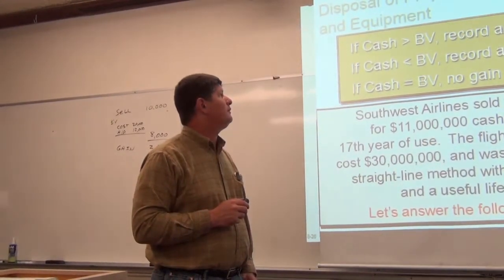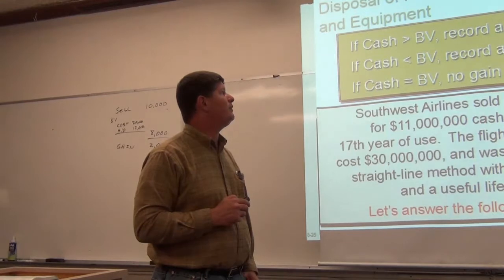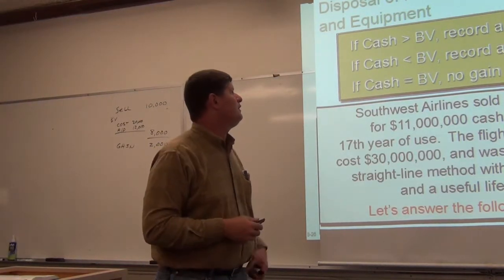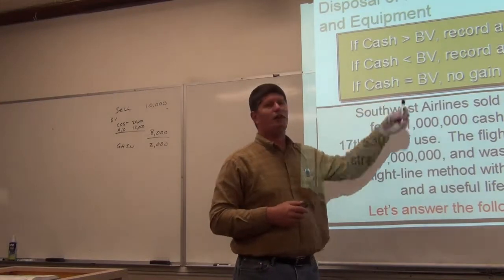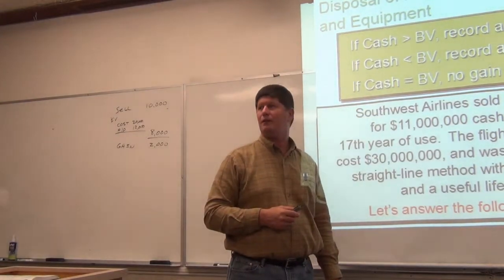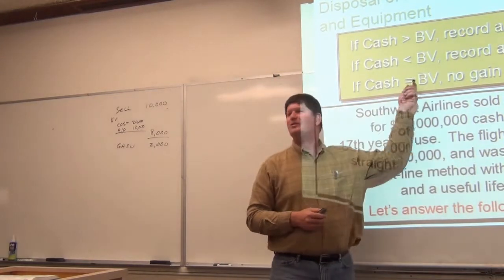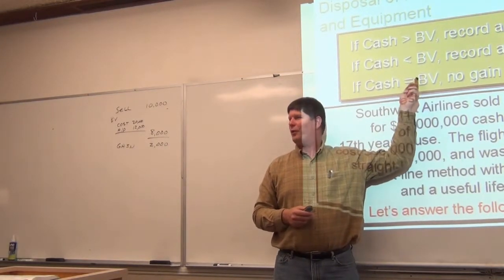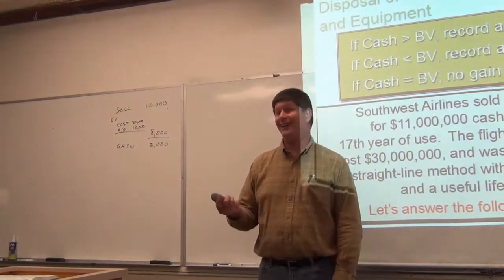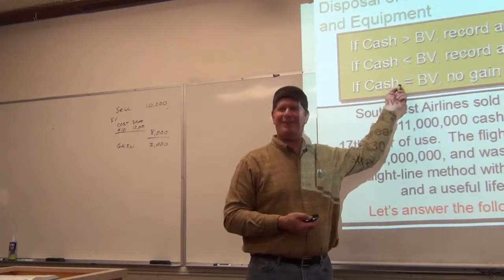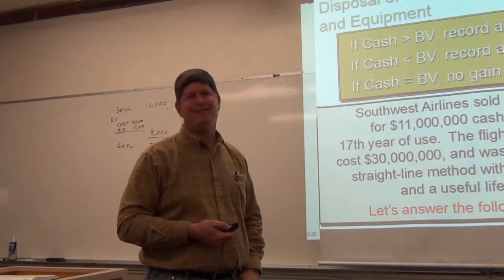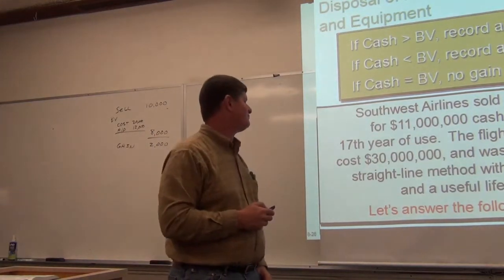This is simple. If you get more cash than book value, you got a gain. If you get less cash than book value, you got a loss. If you get cash and book value equals the same thing, what do you have? It means somebody told the buyer what to offer for it. Somebody on the inside. It's an inside deal. Right? Because this is never going to happen in the real world. Yeah, it's an inside deal.